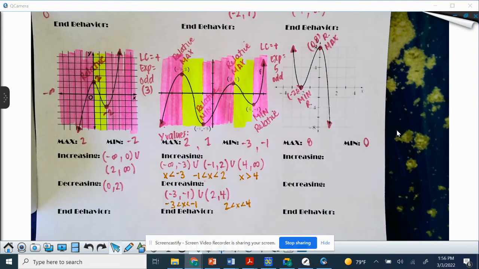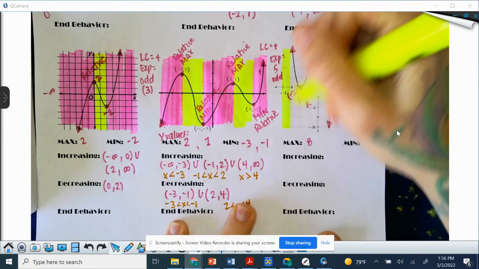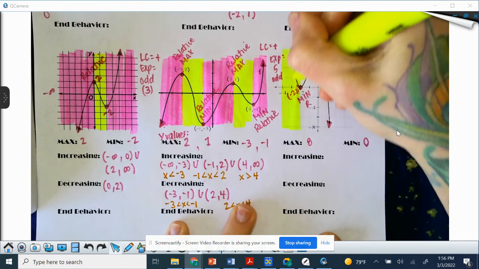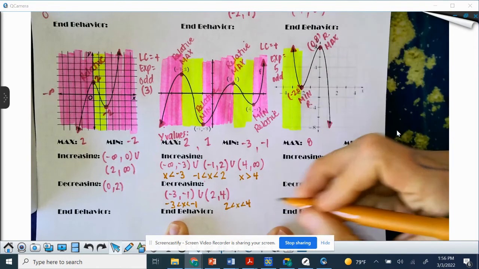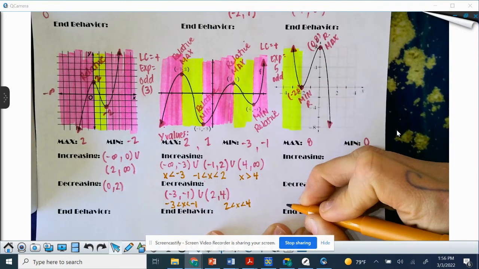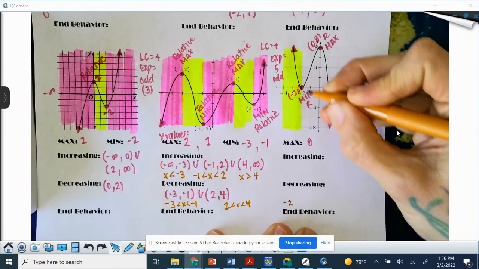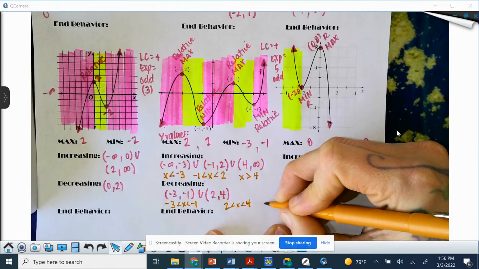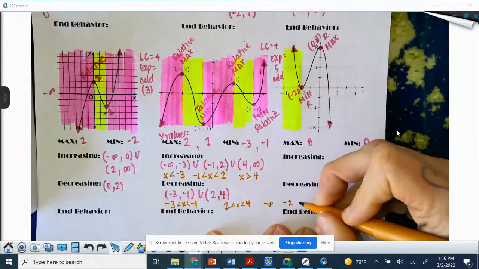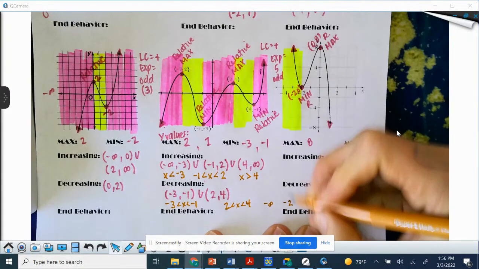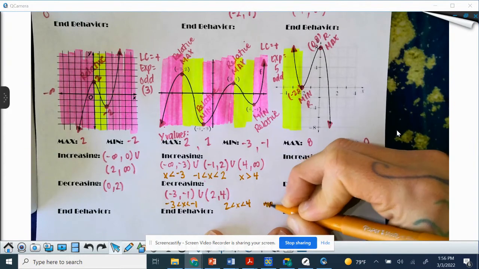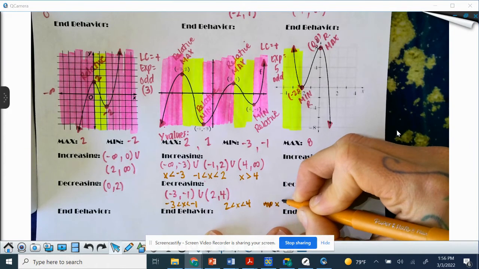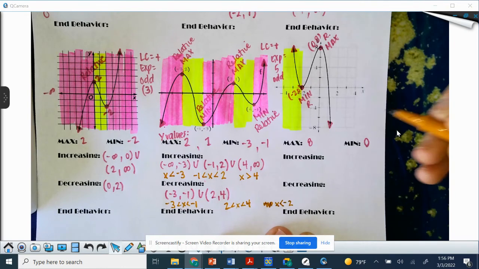Starting from left to right, increasing versus decreasing. I'm going to start over here at negative infinity, go this way, and my x value is a -2. So that means I'm going to go decreasing. I'm going to show you inequality notation again. So -2 is where it stopped, and we started at negative infinity, so everything is smaller than -2. X has to be less than -2. All the numbers less than -2 would be decreasing.